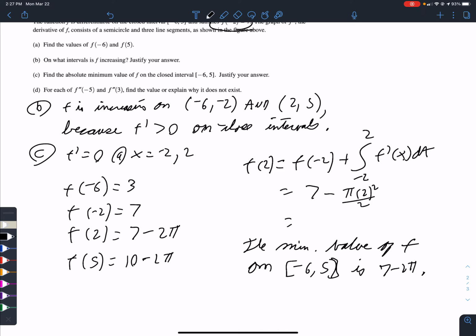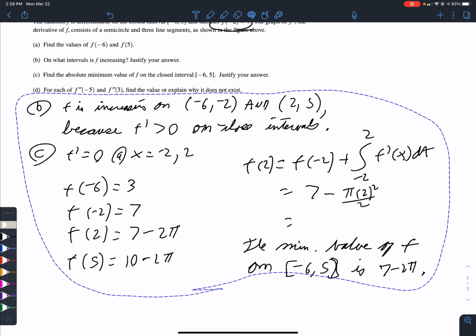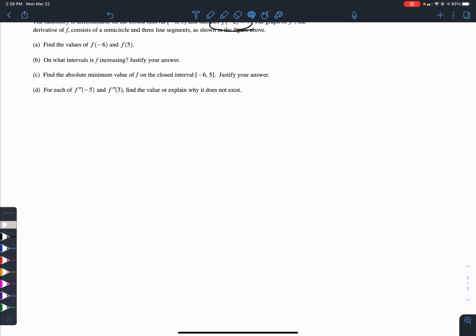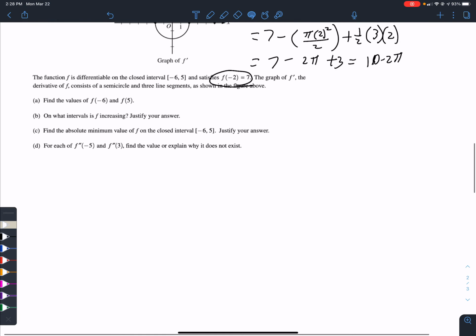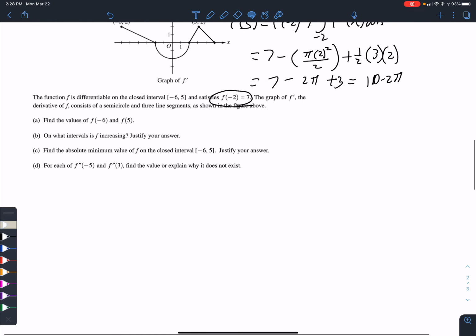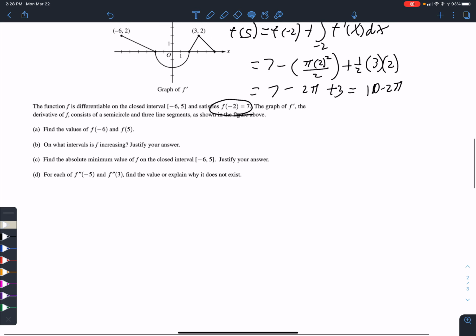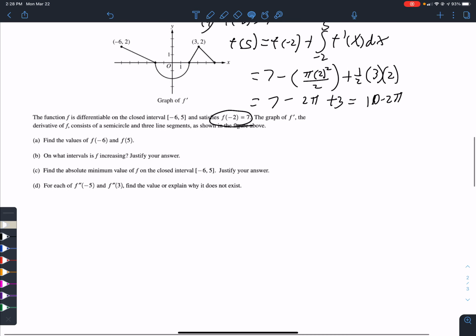All right, part D. All right, let me erase C and B, and we will do, hopefully it doesn't erase the box. Okay, so part D. Find f double prime at -5 and f double prime at 3. Okay, this one's going to be kind of interesting.